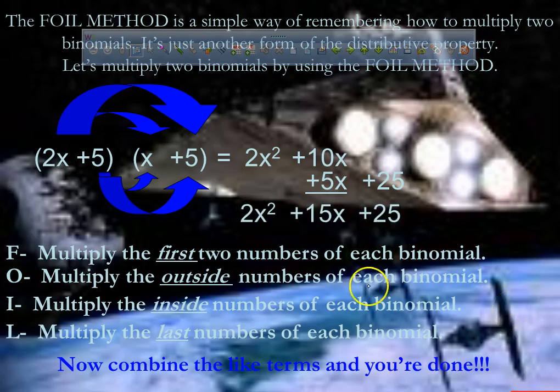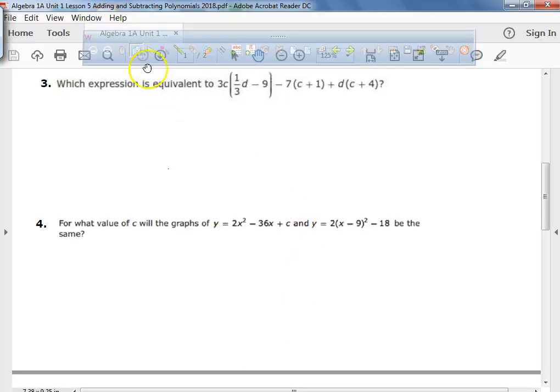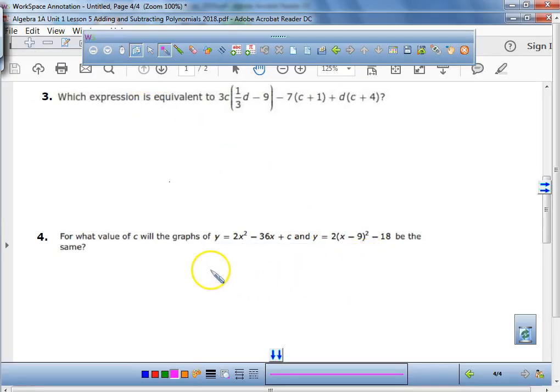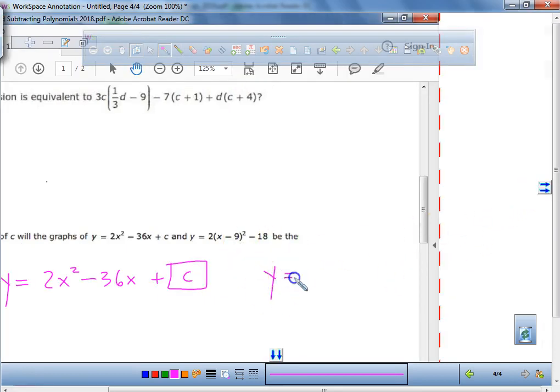Alright, good job everybody. This right here, the product of 2x plus 5 and x plus 5 becomes 2x squared plus 15x plus 25. We are going to use that right now to help us with this problem. You guys already have this in your journal: y equals 2x squared minus 36x plus c. We're going to figure out what c is going to be. And over here on this side you have y equals 2 parentheses x minus 9 squared minus 18.